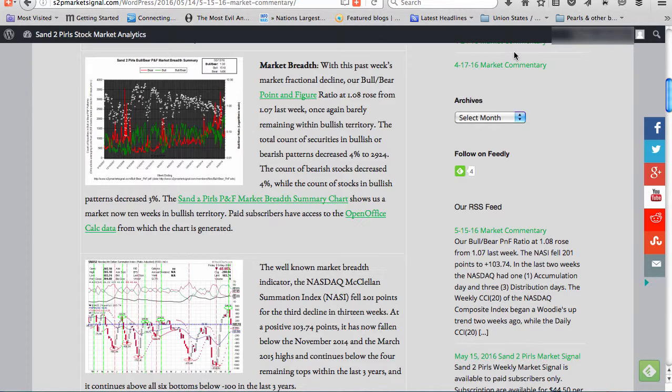The Pirls P&F Market Breadth Summary Chart shows us a market now 10 weeks in bullish territory.